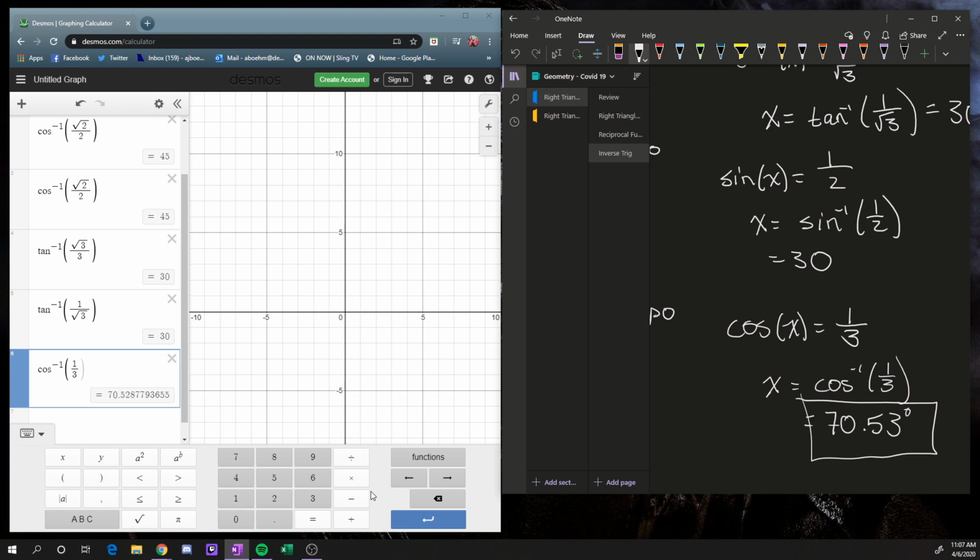Okay, I want to pause here because this is just a little bit different. Are there any questions over any of these examples or any of these concepts so far? Yes, you can get decimals from this. Just make sure that you're in degrees and not radians.